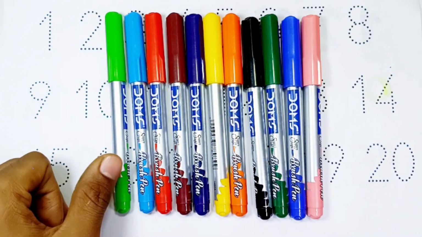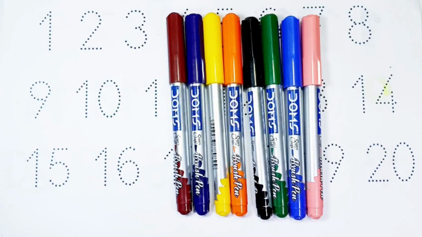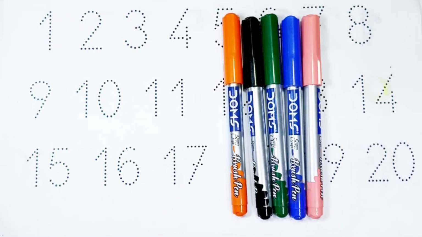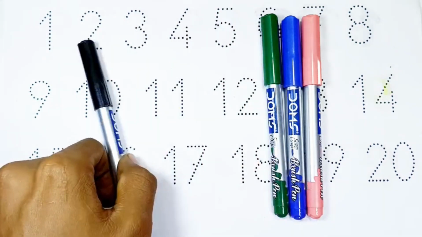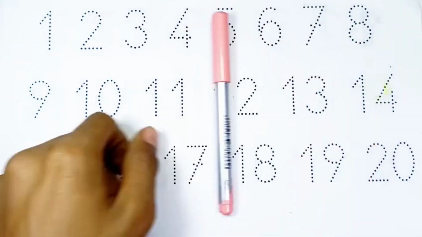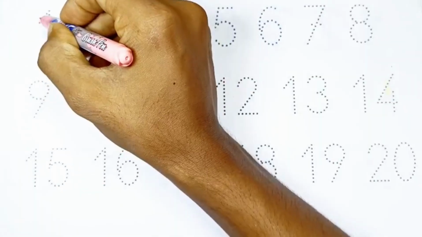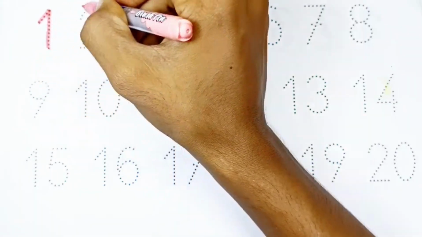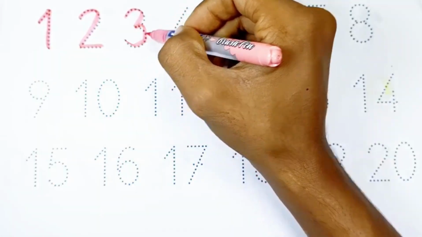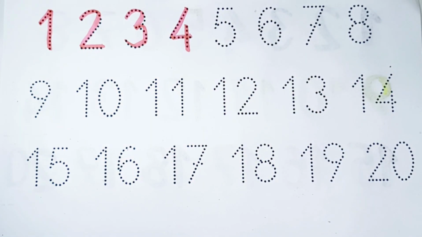Green color, light green color, sky blue color, red color, brown color, purple color, yellow color, orange color, black color, green color, blue color, and light green color. So okay, so now you draw 1, 2, 3, 4. Okay, so now you draw 5.